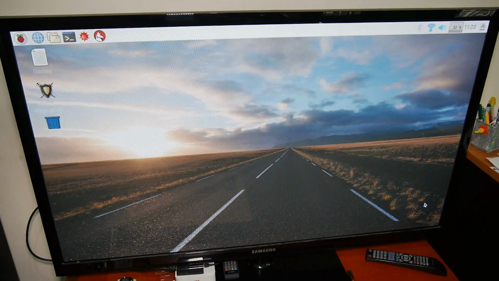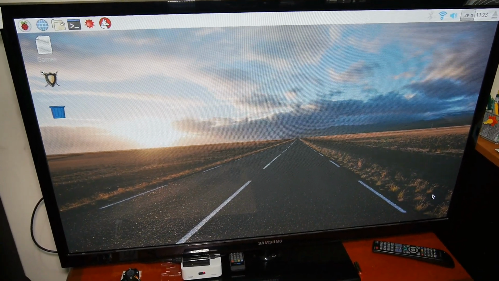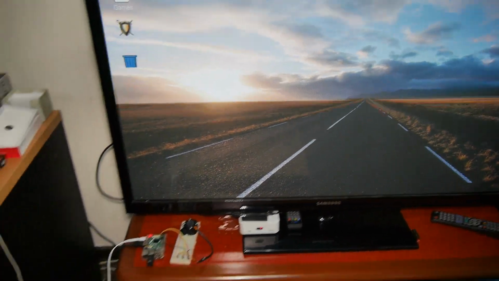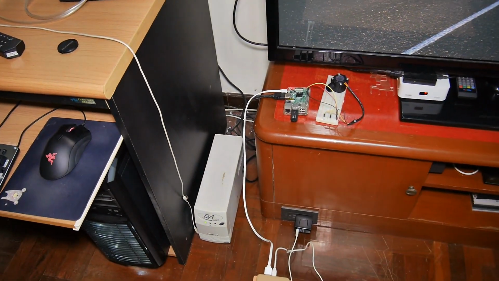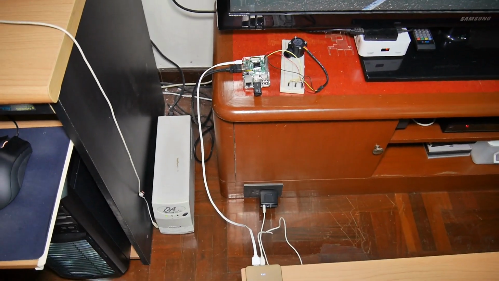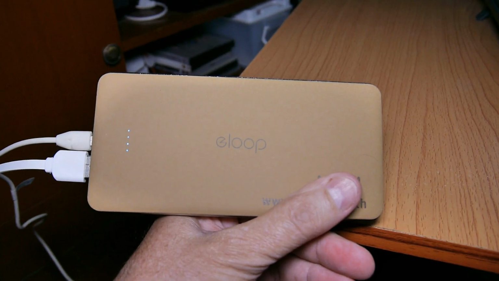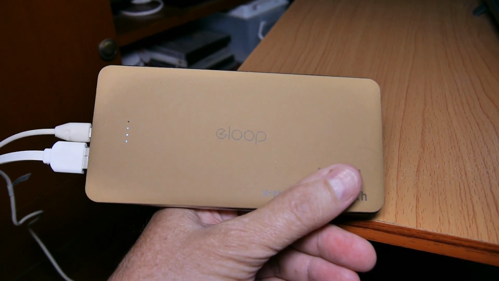How about a DIY UPS for your Raspberry Pi? You probably have all the components sitting around. Let's take a look and see how I did this. It's ridiculously simple. First thing you need is one of these battery packs for your phone, whatever.